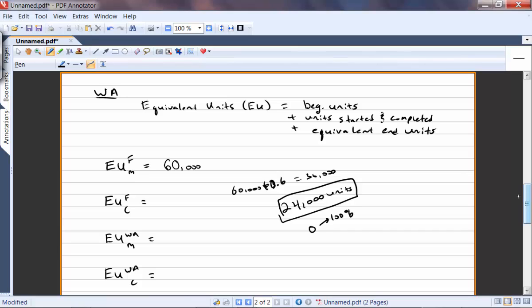And that's what FIFO assumes. So the equivalent units needed to complete the beginning inventory would be 24,000 units. And you just get that by taking the beginning inventory and multiplying it by 1 minus the percentage completion of those units. 1 minus 0.6, or 60,000 times 0.4, and you get the 24,000.